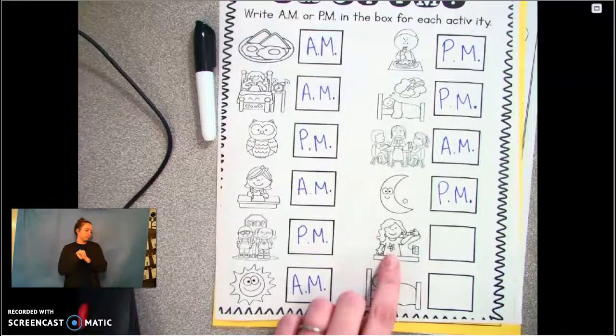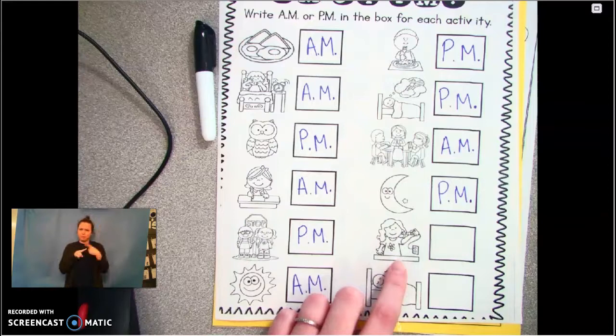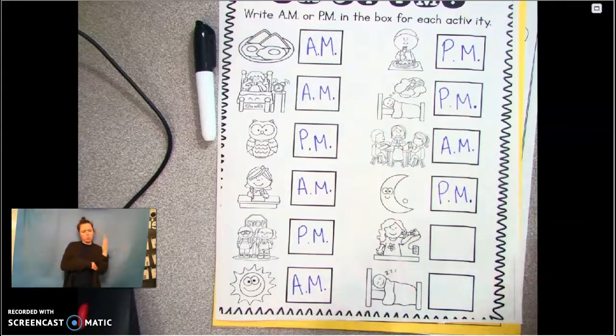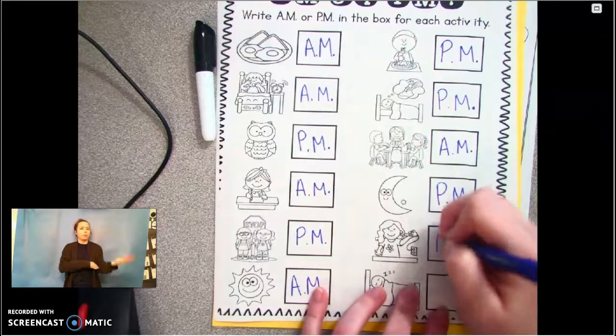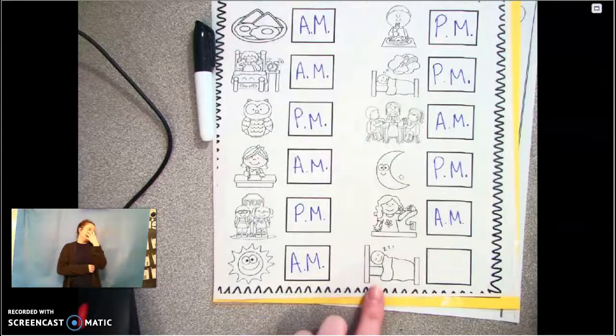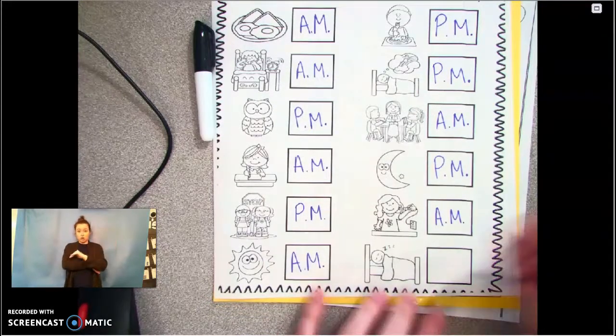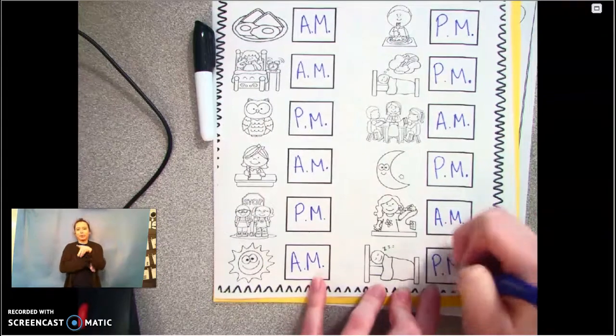All right, the little girl's doing her hair. When do you get ready? In the morning, before lunch, or after lunch? Good, AM, before lunch. And last one, when did we say you sleep? In the morning or at night? At night, so we're going to say PM.